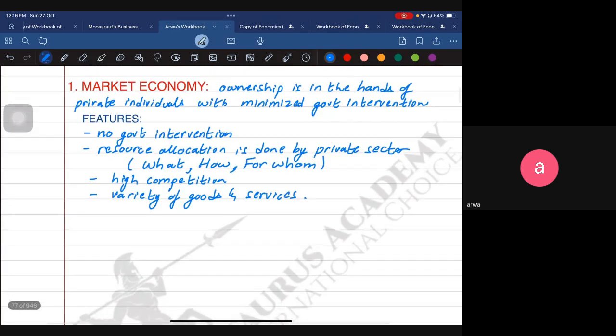Now moving to the last part of this, and then we are done for today with the topic: advantages and disadvantages.